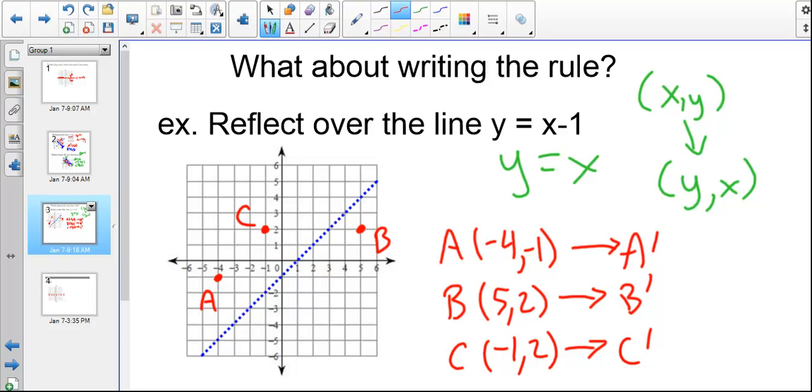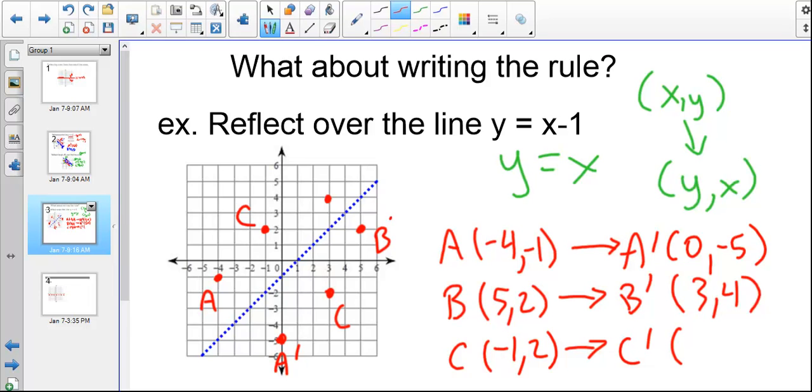So if I do it 2 more times, I land right here at the point 0, -5. B, when I reflect it, will land right here. So B prime will be the point 3, 4. And C prime, again, I'm going down 2 over 2. That makes sure that my slope is correct. And so C prime ends up being 3, -2.